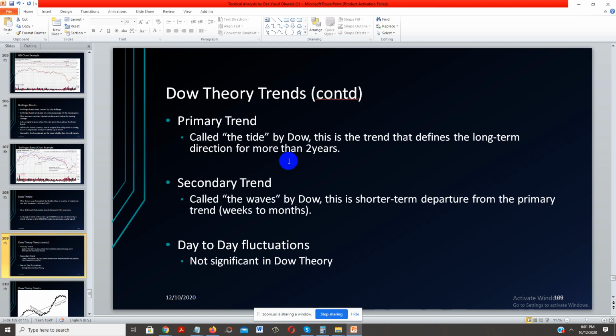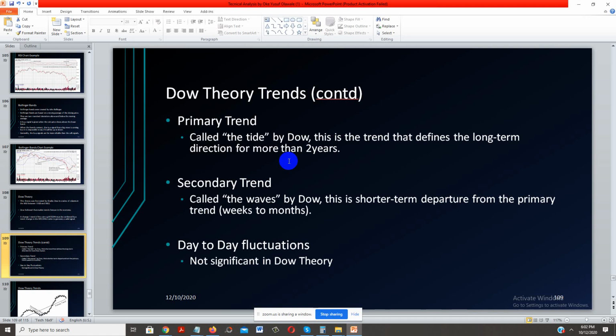Now we have the secondary trend. These are the waves. They are shorter term departures from the primary trend. And this one can take weeks and it can take months. Exactly. It can take weeks, it can take months.